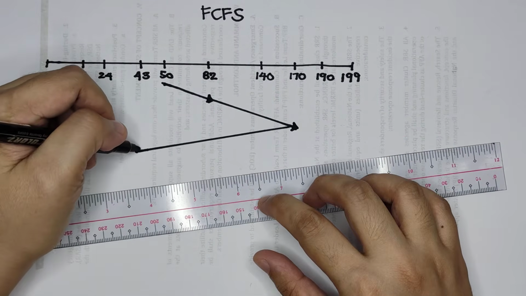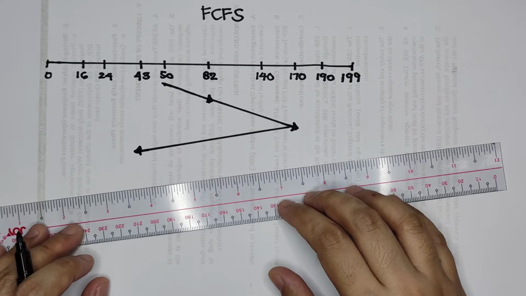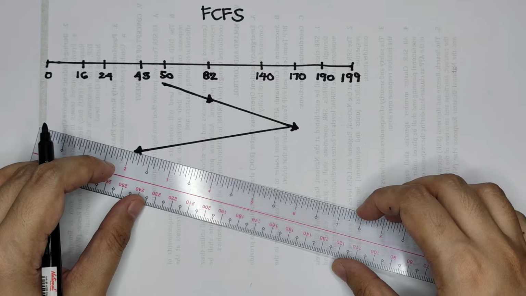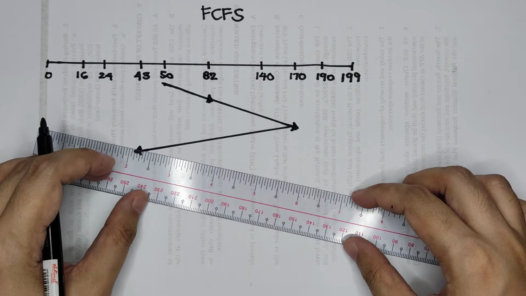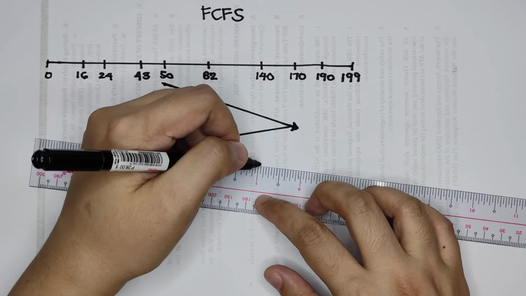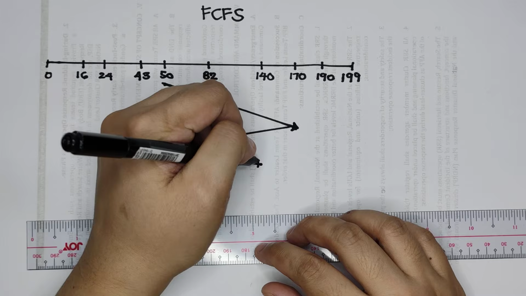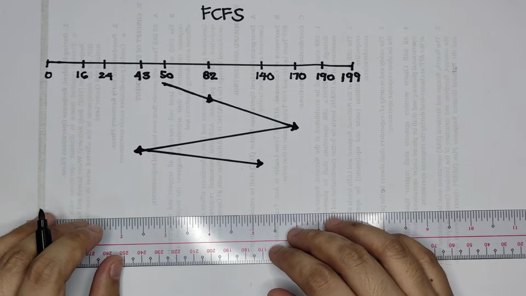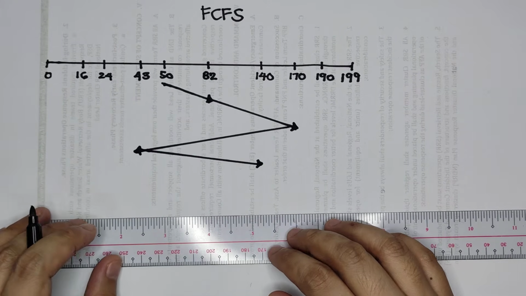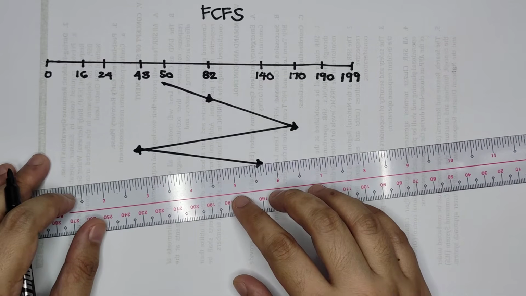Next we have 140, so it will go to 140. Next is 24, so it will return to 24.